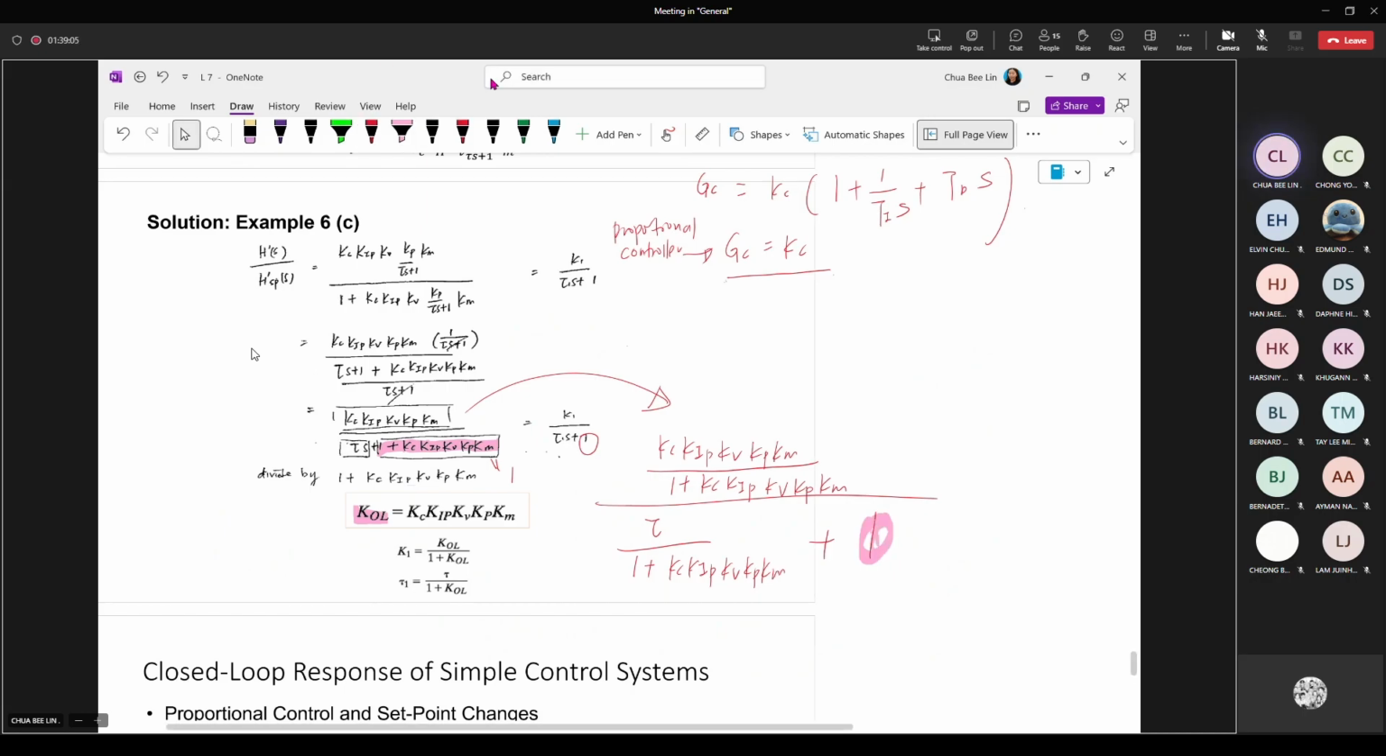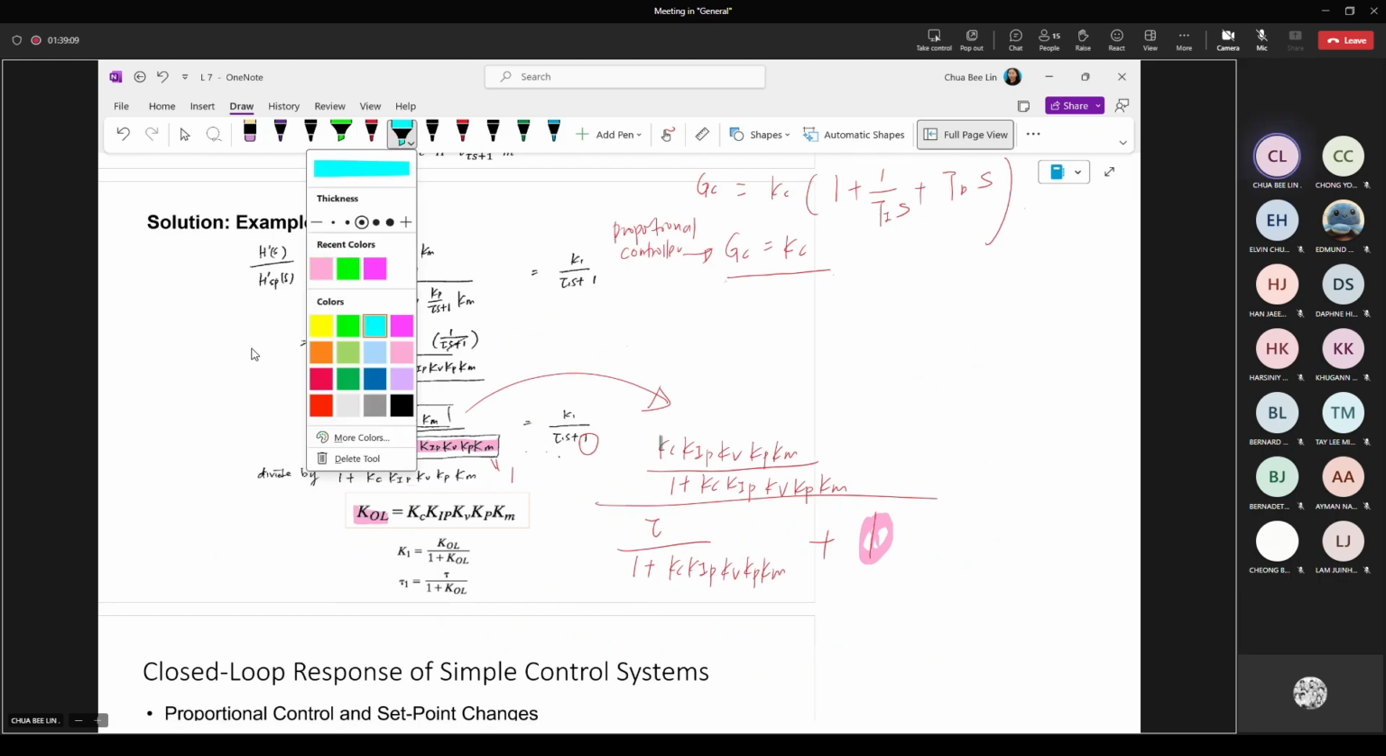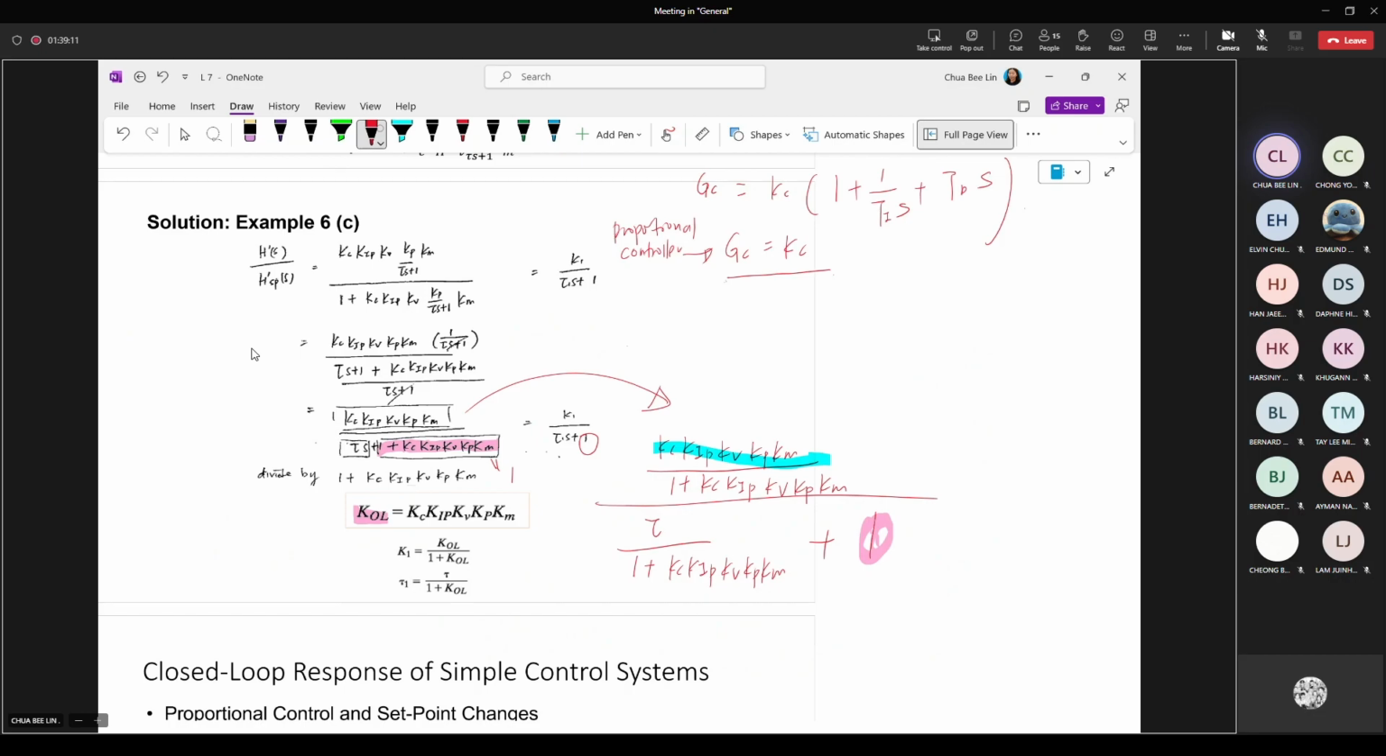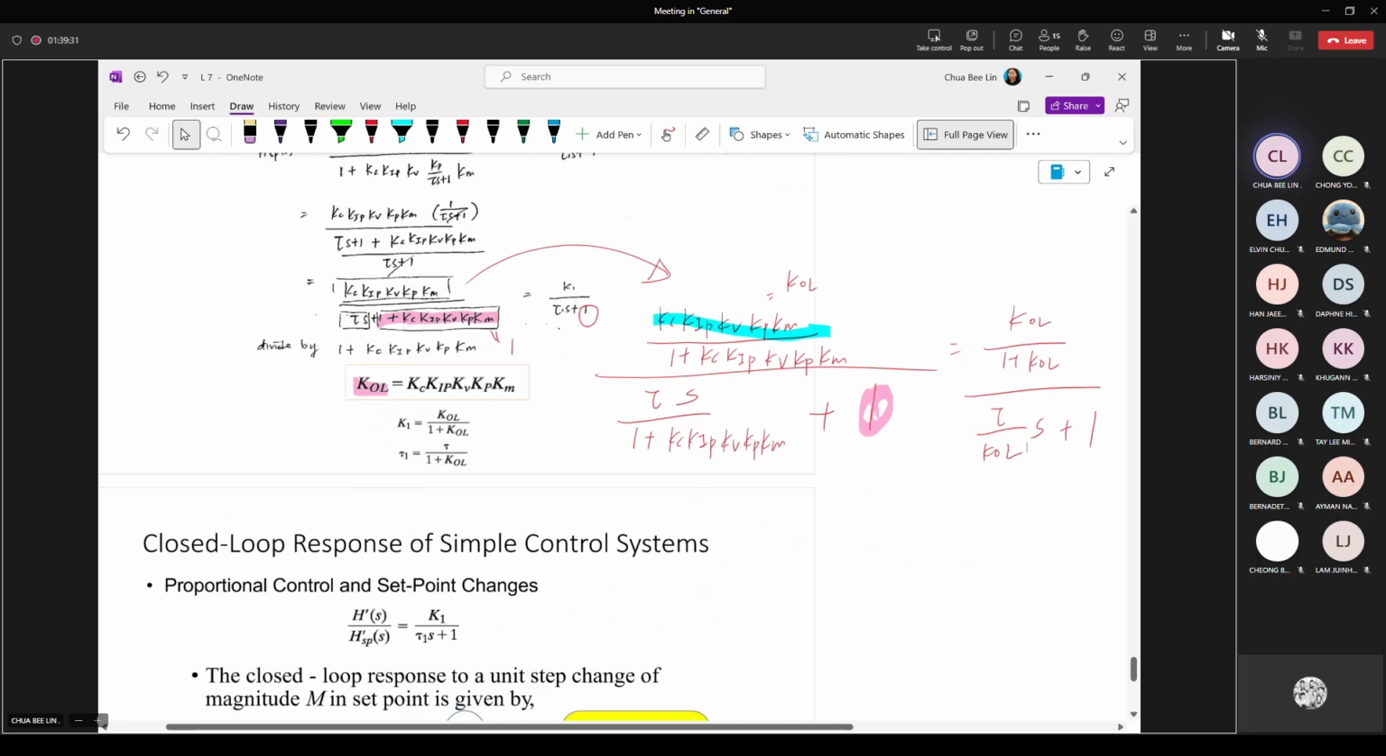Okay, so let's say this is represented using the KOL. So you'll be having KOL over 1 plus KOL over tau over KOL plus 1. The S is missing. Okay, so simple calculation, go through this one.